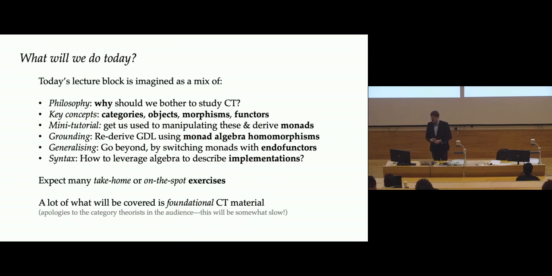And then we'll also talk a little bit about, because geometric deep learning fundamentally talks about semantics. It talks about what properties an architecture should satisfy, but it doesn't necessarily tell us how to implement an architecture, which is more in the realm of syntax. We will talk a little bit about how we can use this kind of tool to also talk about implementations of architectures. Expect many take-home or on-the-spot exercises, and a lot of what will be covered, especially at the beginning, will be basically foundational category theory material. So I need to apologize up front to those of you who have taken a category theory course. Some of this will be a little bit slow at the beginning, but I hope you will find that it is worth it.